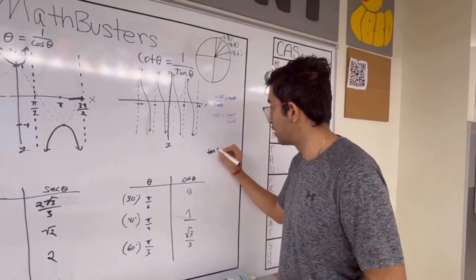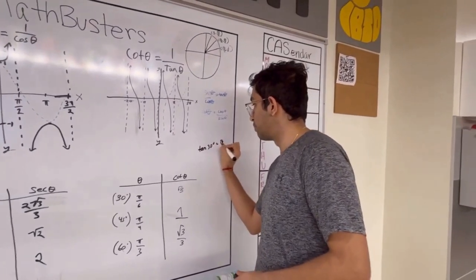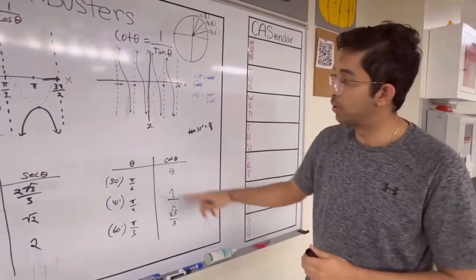So tangent of 30 degrees is simply root 3 over 3. But then we flip that, we get 3 over root 3. We simplify that, we get root 3. We're just flipping the tangent value.